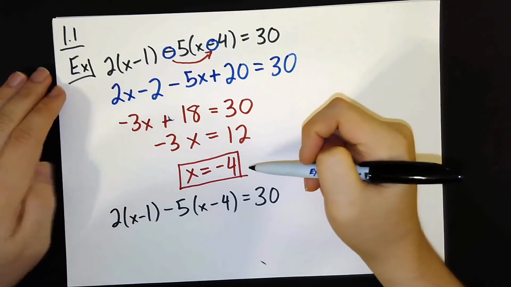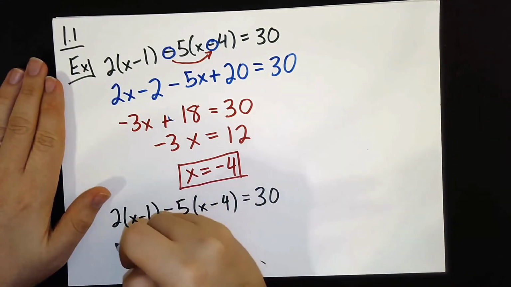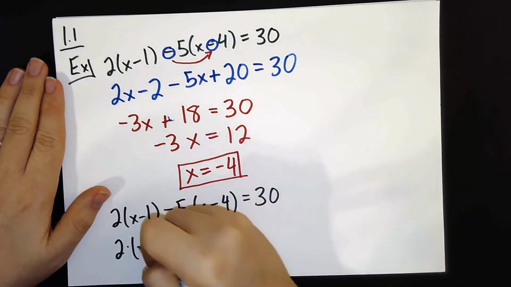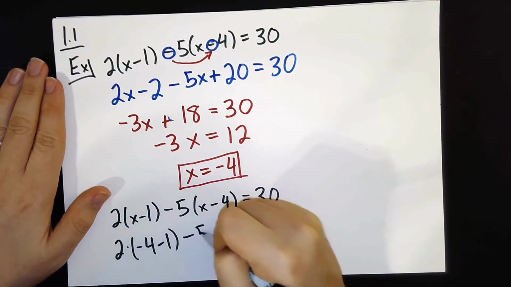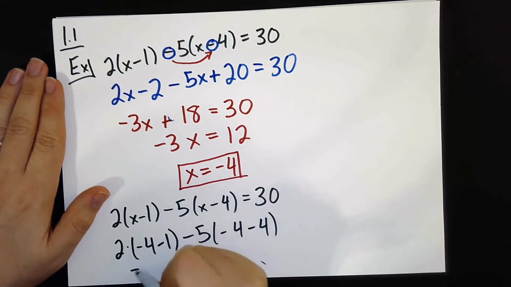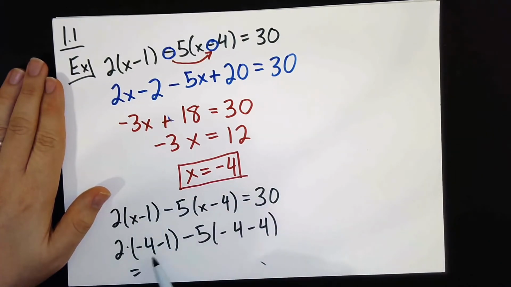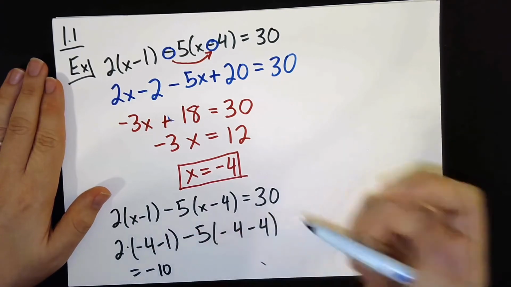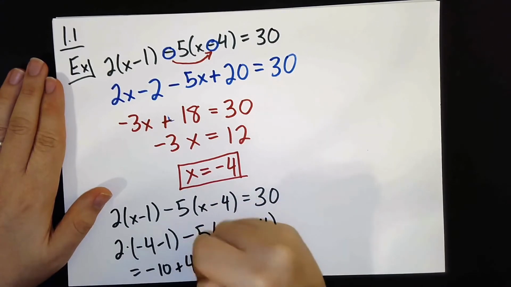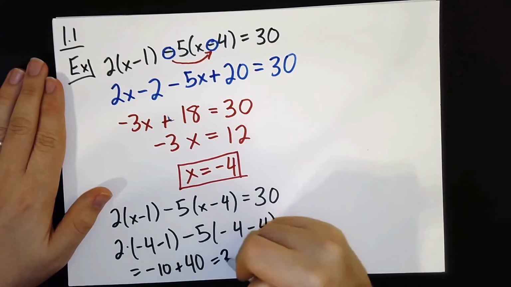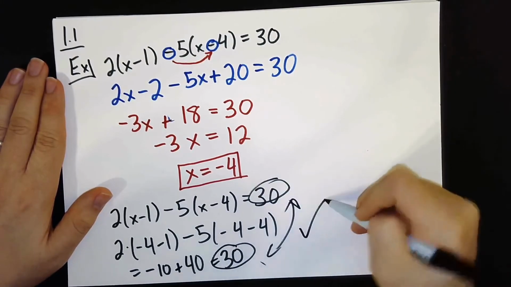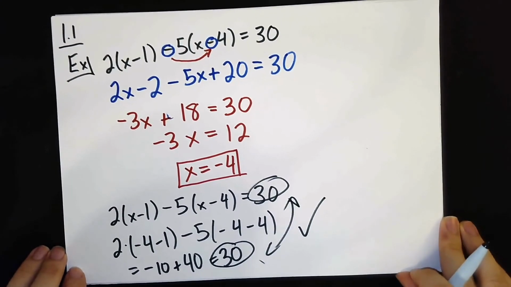And I want to point out that we can check that just by saying 2 times, and plug minus 4 in for x here. So it'll be minus 4 minus 1, minus 5 times minus 4 minus 4. And we can simplify this, so that'll be 2 times minus 5, so that'll be minus 10. And this will be minus 5 times minus 8, so that'll be plus 40. And lo and behold, that is 30. So that 30 and that 30 match. And so we've checked here that we've actually gotten the right answer.